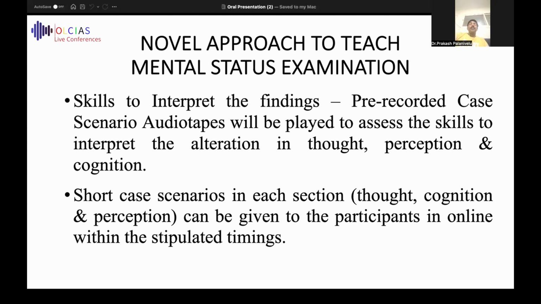Pre-recorded case scenario audio tapes were played to assess the skills to interpret alterations in thought, perception, and cognition. There are some short case scenarios. We cannot incorporate the entire mental status examination, but we can take the very vital parts where we can have a lot of mental status abnormalities in the patient. Each section, thought, cognition, and perception, can be given to the participants online with stipulated timings, and the research participants or students diagnose those particular conditions based on the case scenarios. So next slide, please.